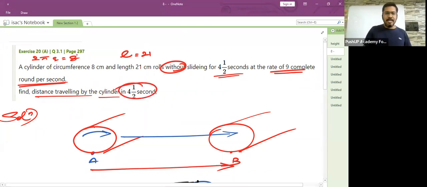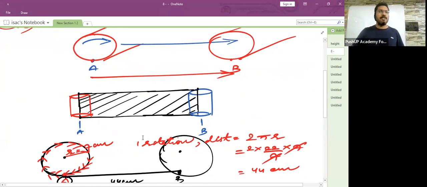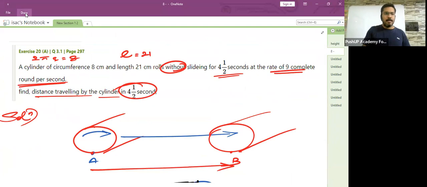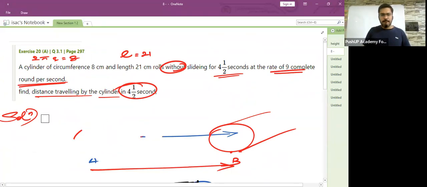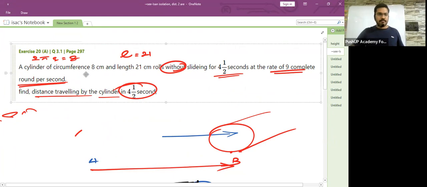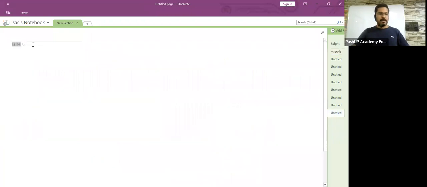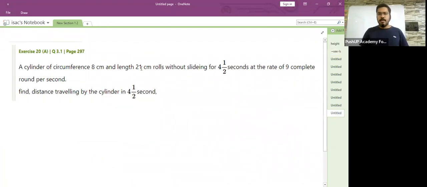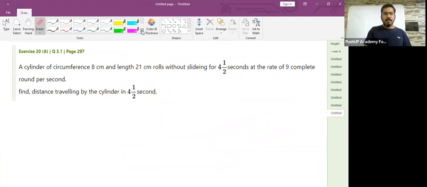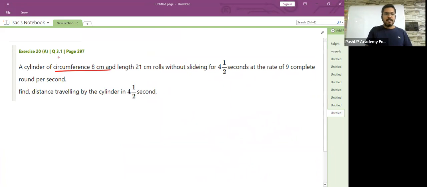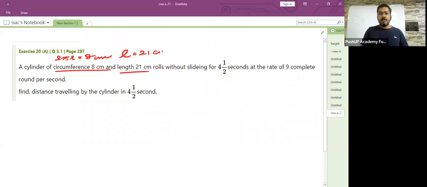Very simple it is, children. Can I erase the rest of the things? You all must have understood, no? This part? Okay. I'll take a separate page, children. Wait a minute. Yeah, let's do it here. Circumference, that means 2 pi r is equal to 8. Length, L is equal to 21. Okay. It is rolling without sliding for 4.5 seconds at the rate of 9 complete rounds per second.